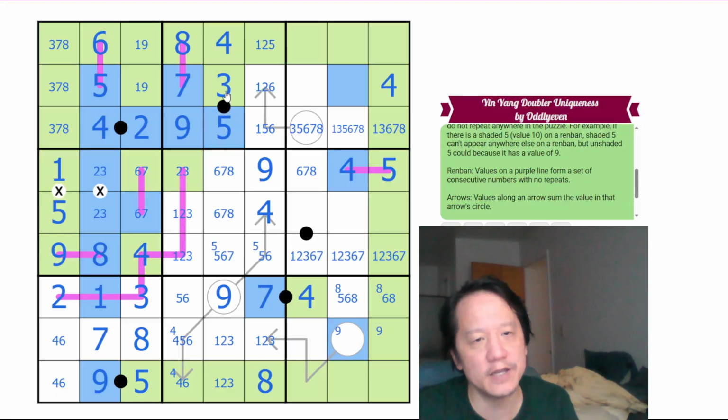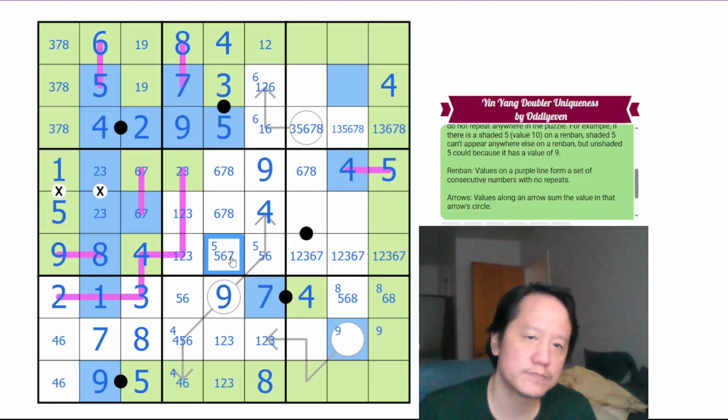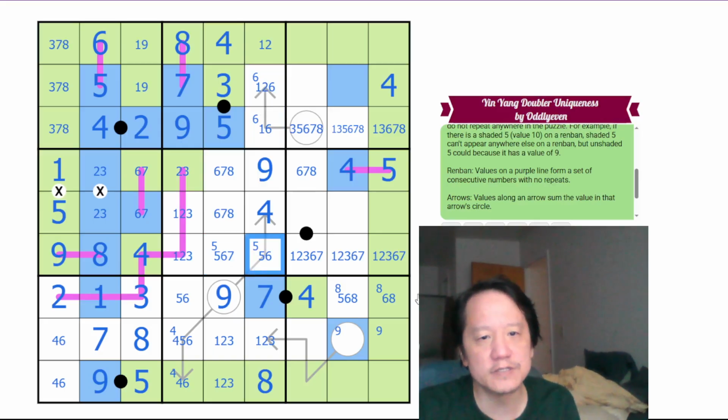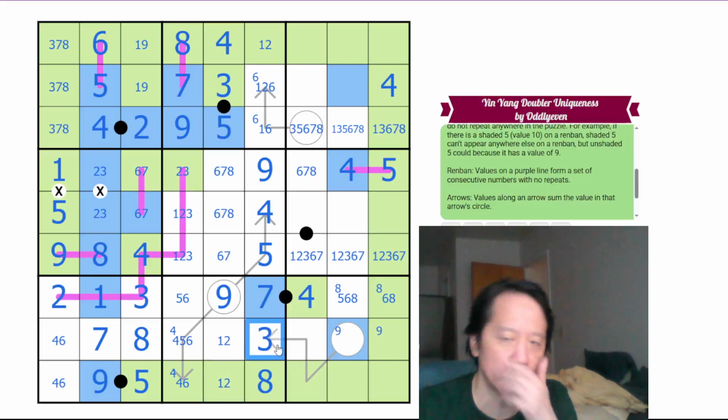Right. We have 10, and 3 times 2 minus 1 is 5. So this can't be 5 here. This can't be 5. Therefore, we have a guaranteed 6 here. Interesting. Which means this can't be 6. This is 5. So no 5 here. This is 6, 7, 8 as a triplet. No 3 here. So that leaves this as a 3.